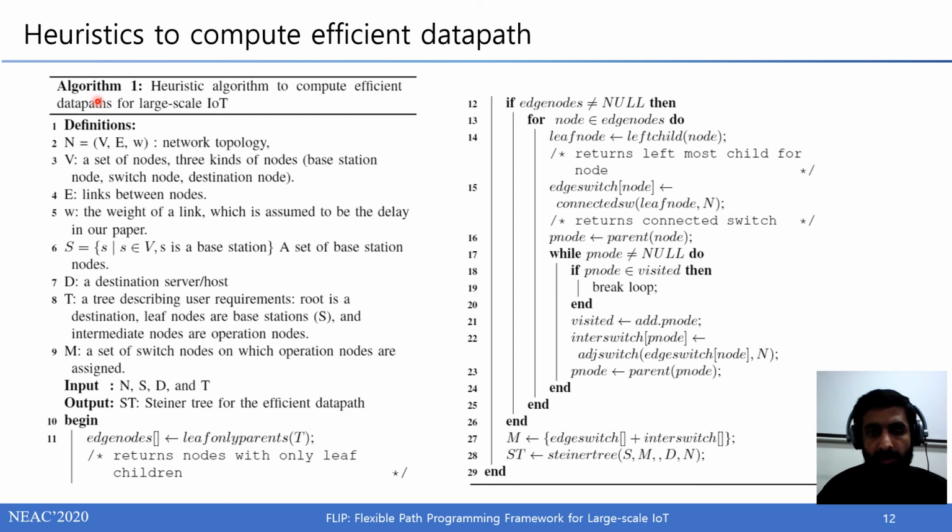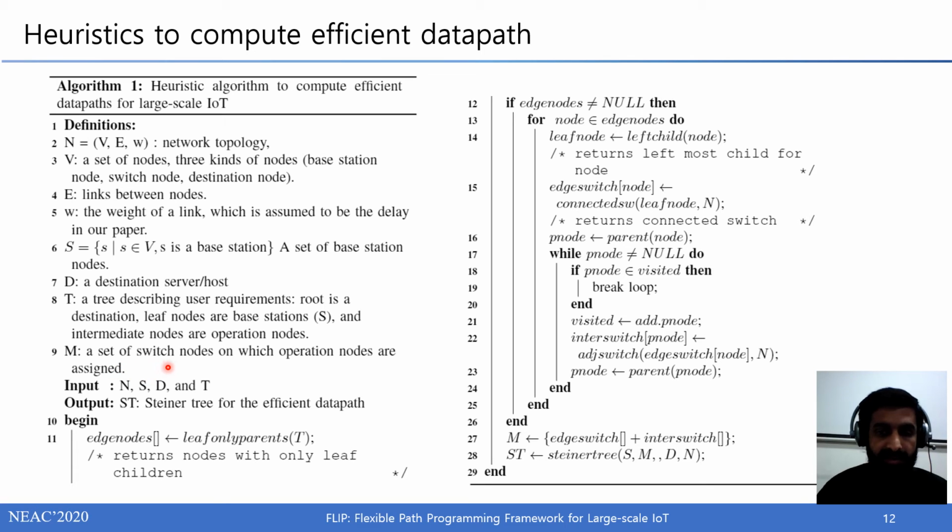So this is the algorithm that we have developed to compute the efficient data path. The components include the network topology, the subgroup of base stations that will actually be sending the data, a destination node, a server or a host, a tree that is actually the task graph that we saw in the previous slide that is describing the user requirements. So root will be the destination, leaf nodes are the base stations, and intermediate nodes will be the operation nodes.